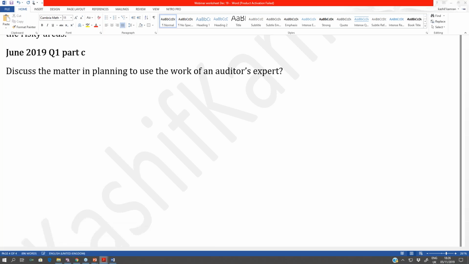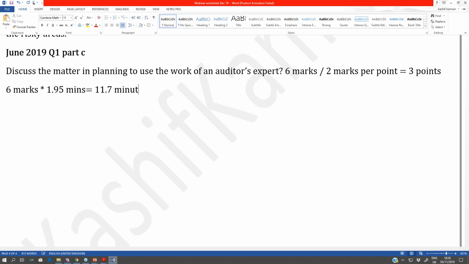And the marks given for this question is 6. So that means we need to write 2 marks per point, and we need to write 3 points to score the 6 marks. Now we know the time management. 6 marks multiplied by 1.95 minutes is equal to how much? Quick answers. 6 marks multiplied by 1.95. If I can get quick answers from the panel, okay, 11.7 minutes. Now from the 11.7 minutes, we have 1/4 time as planning. So how much is the planning time? Okay, 2.9 minutes is the planning time.